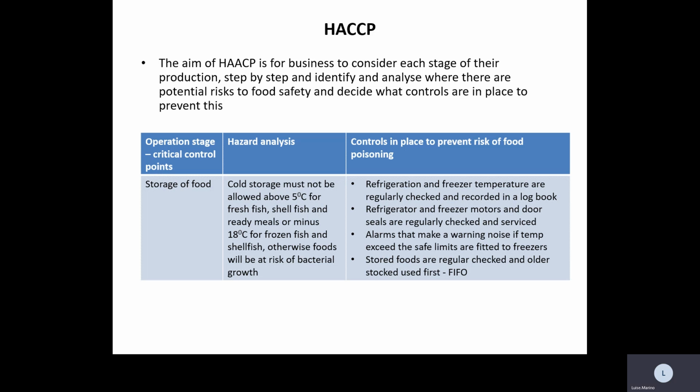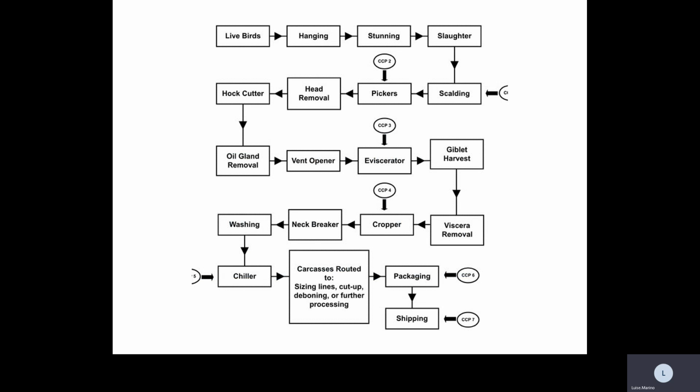You stock rotate, so it means that you don't just keep on putting food in and the food doesn't get further and further towards the back. So this is what an HACCP diagram looks like. So you've got a critical control point, so you've got pickers, croppers, and these are all the different critical control points within a processing plant.